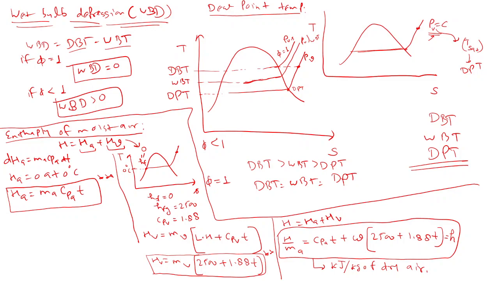Sir, in this last box at the end, equal to small h, what was that? Like in this, H by MA is equal to CPA into T plus omega into 2500 plus 1.88 T, equal to, we usually write H by MA as small h. Okay. So any more doubt? No, sir. Okay, so should I go forward now? Yes, sir.